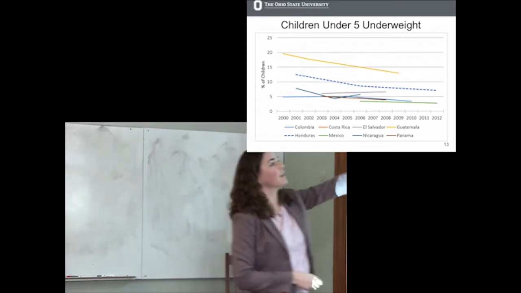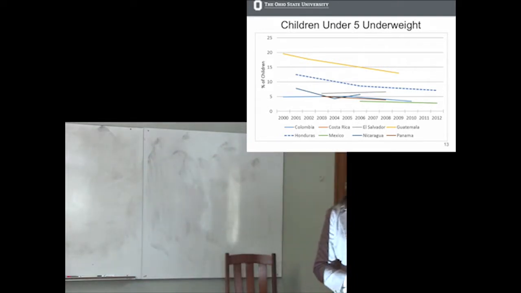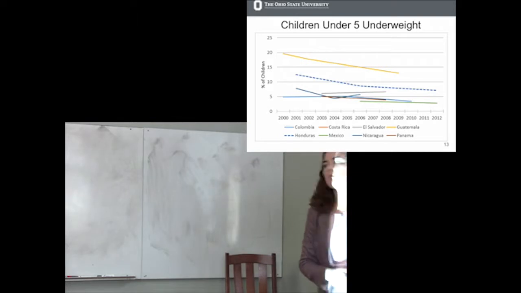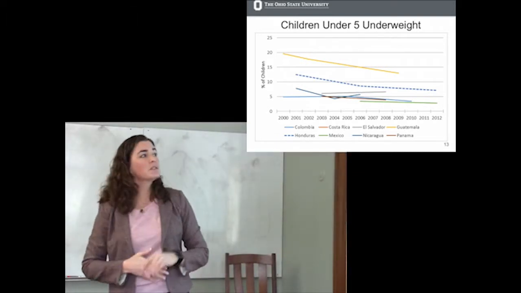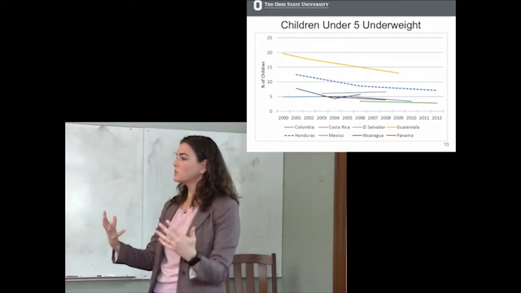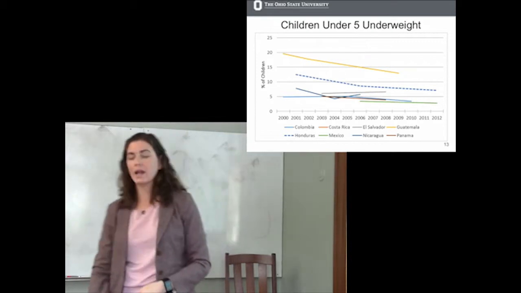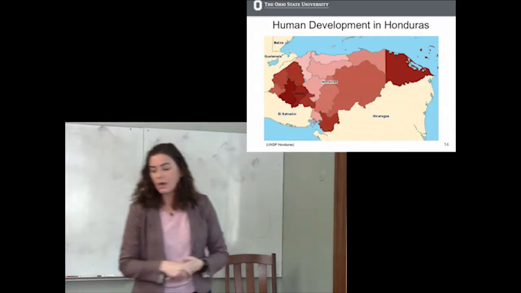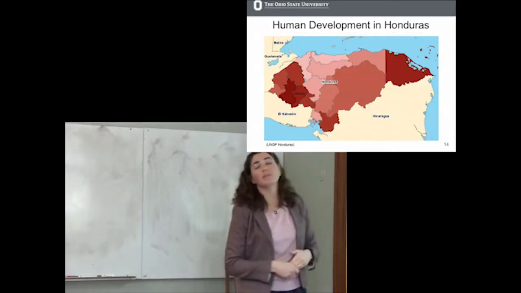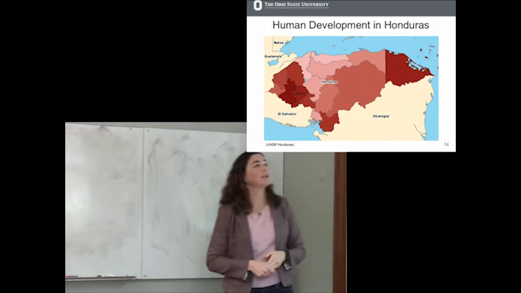Honduras, again, is this dotted line. It's not quite as bad as Guatemala, apparently, but it's definitely above all of the other countries in Central America, right? So there's some serious poverty and structural problems in Honduras that have led to poorer health outcomes in this area. You can also, of course, look at something like the HDI, the Human Development Index.